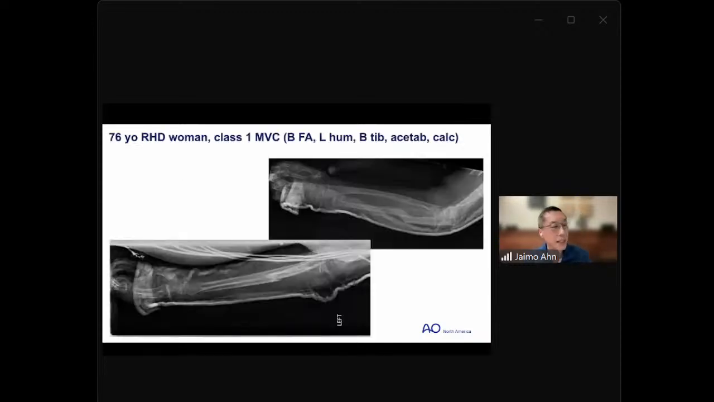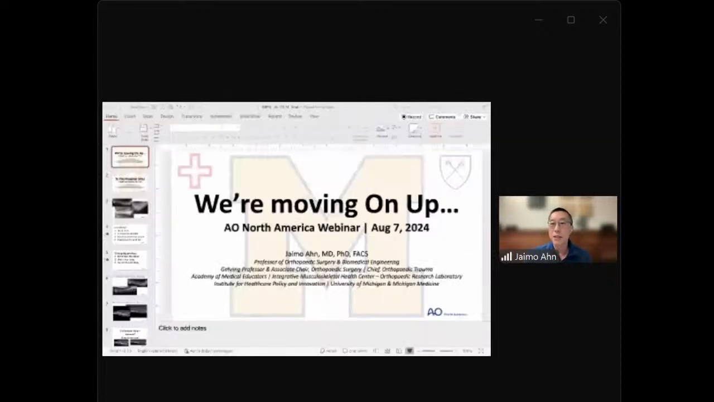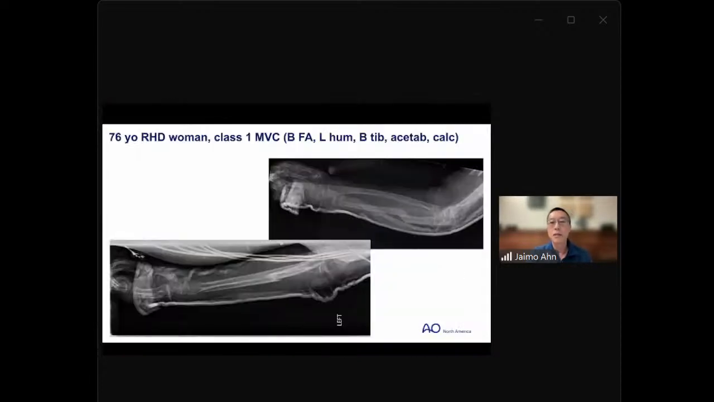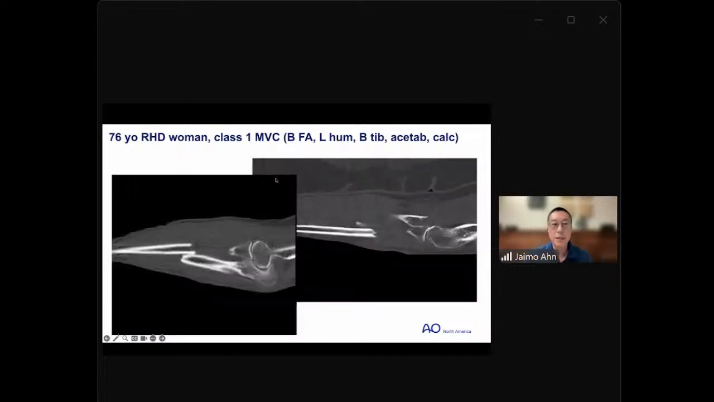Okay, so this case is in the context of a lot of things going on. Actually, both forearms are fractured. Plastics ended up fixing the other one. The left humerus also fractured, tibia, acetabulum. A lot of things going on in this particular patient. And so think about what you would do to treat this.